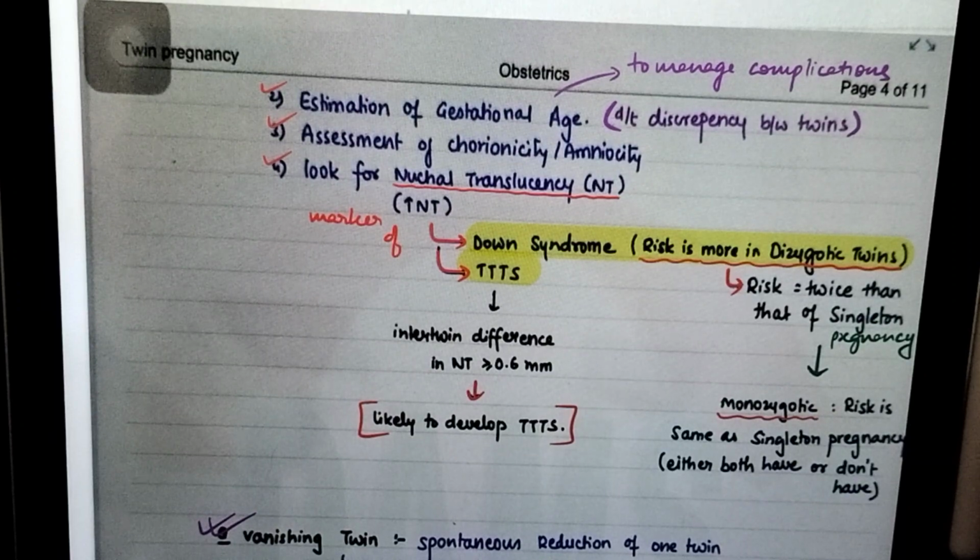Increased nuchal translucency is also a marker of twin-to-twin transfusion syndrome, where the inter-twin difference in nuchal translucency is more than 0.6 mm.